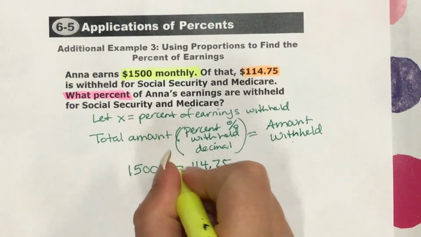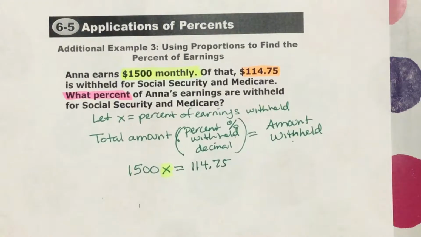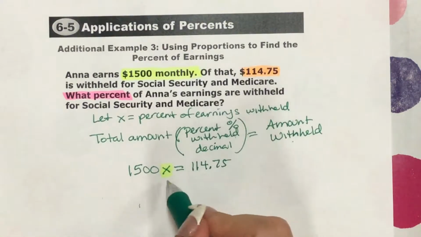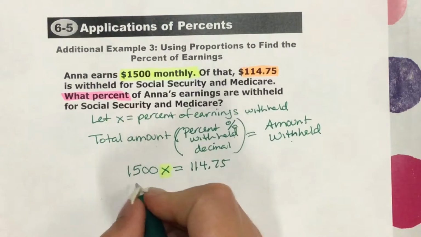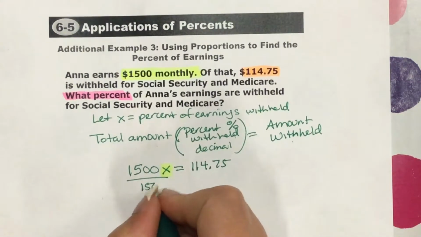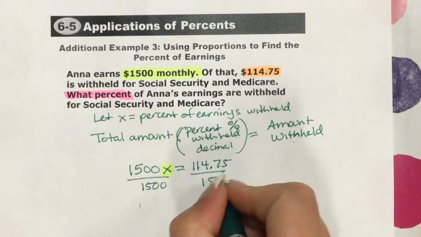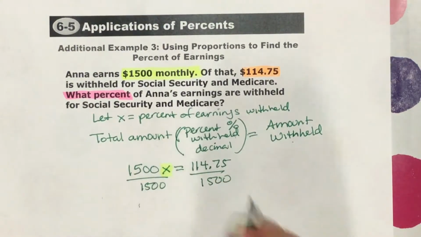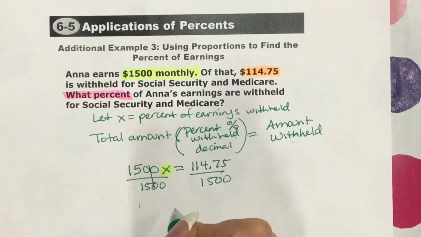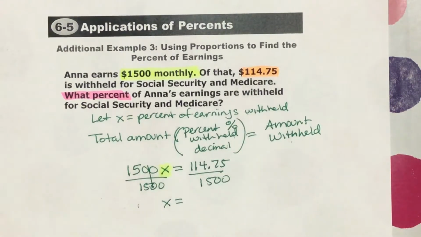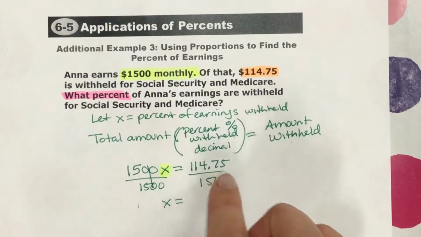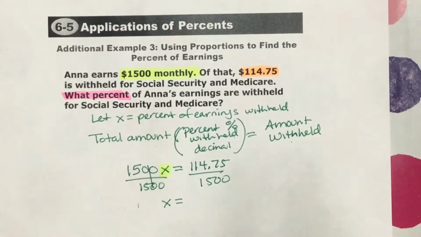Now we just use algebra to get X by itself. X is not by itself. X is multiplied by 1,500, so we have to do the inverse operation of multiplication, which would be division. We have to divide both sides by 1,500. We have 1,500 divided by 1,500, which is going to end up being 1. They're going to cancel each other out. 1 times X is X. Now we have X by itself. And then we just need to figure out what 114.75 divided by 1,500 is.